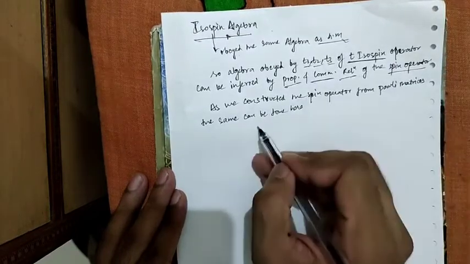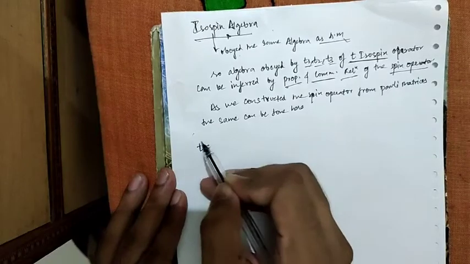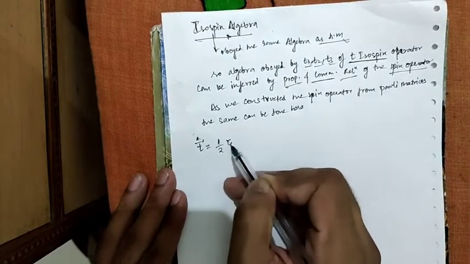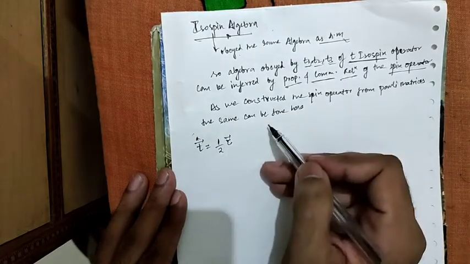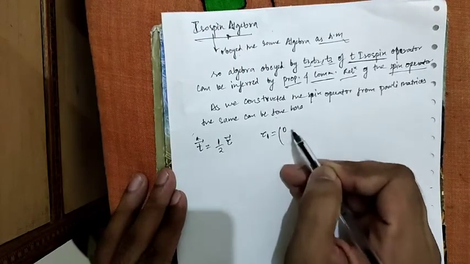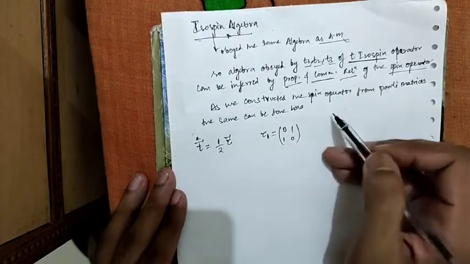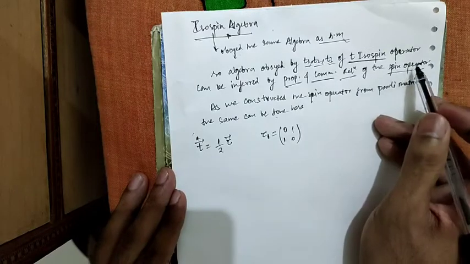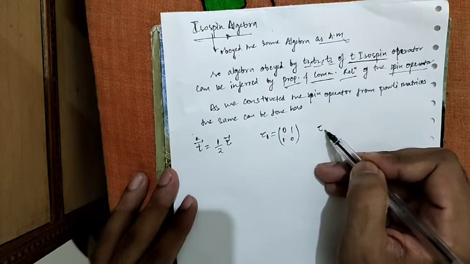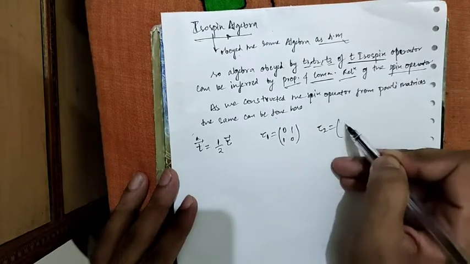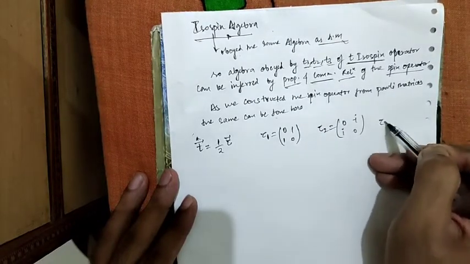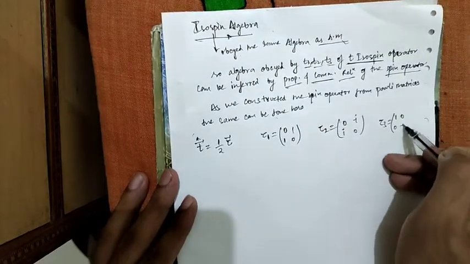So our isospin can be denoted as the T operator equals half tau, where tau are the matrices for the isospin. Let's say tau 1 equals [0, 1; 1, 0], as we did for the evaluation of the spin operator with the Pauli matrices. Tau 2 equals [0, -i; i, 0]. Tau 3 equals [1, 0; 0, -1].